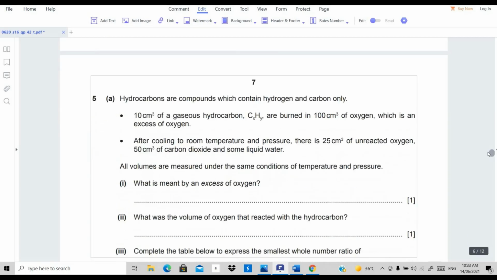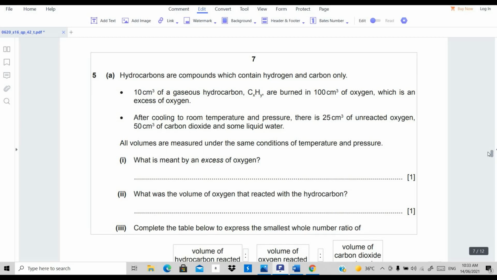Okay, moving on to the fifth question. Hydrocarbons are compounds which contain hydrogen and carbon only. 10 centimeter cubed of gaseous hydrocarbon CxHy. Basically, these are numbers we need to find. Are burned in 100 centimeter cubed of oxygen, which is in excess of oxygen. This means there is more than enough oxygen we have.